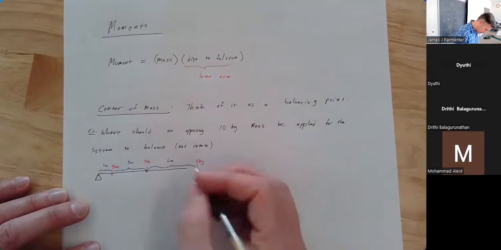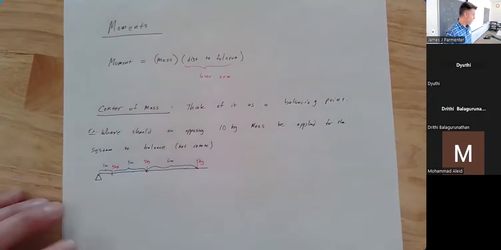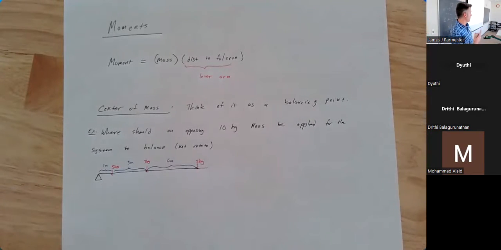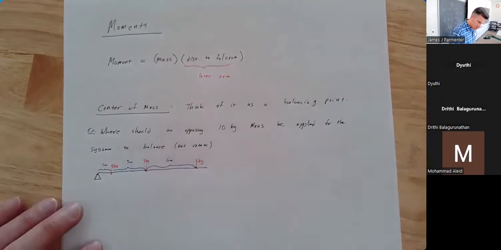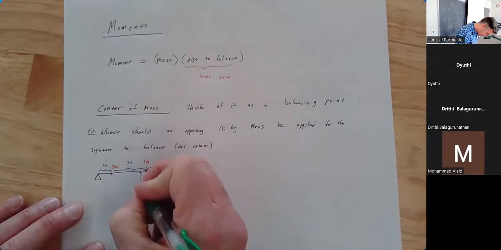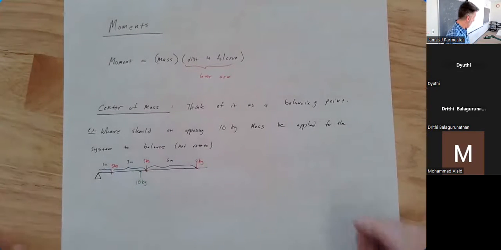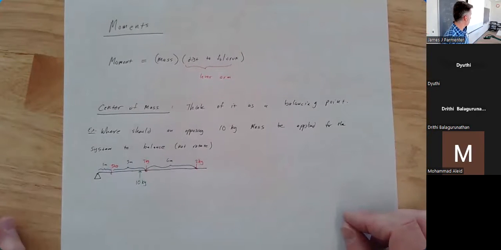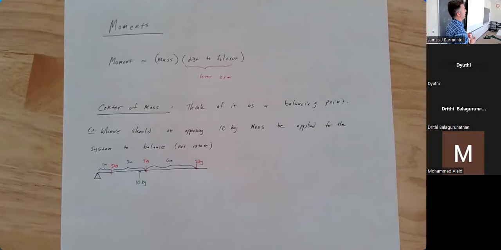And the question that I'm asking is, where would I have to apply an opposite mass times lever arm force so that this system would balance? So where am I applying this 10 kilograms of mass times how far away it is? We're just finding the center of mass. But the way I'm talking about it in this way is so that we can have a better idea of what it really means.